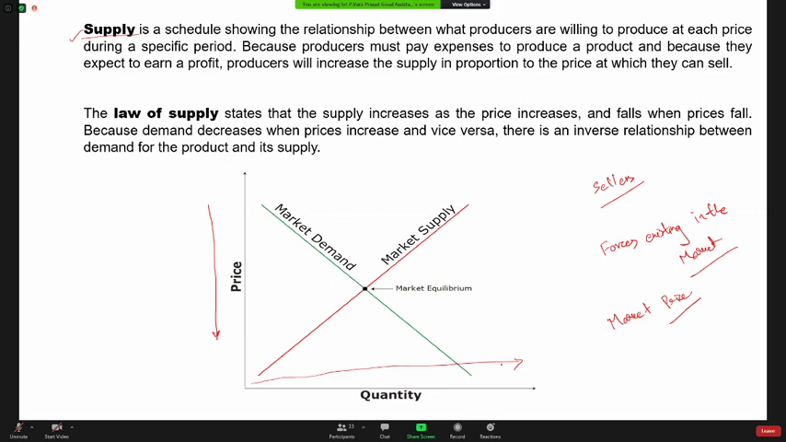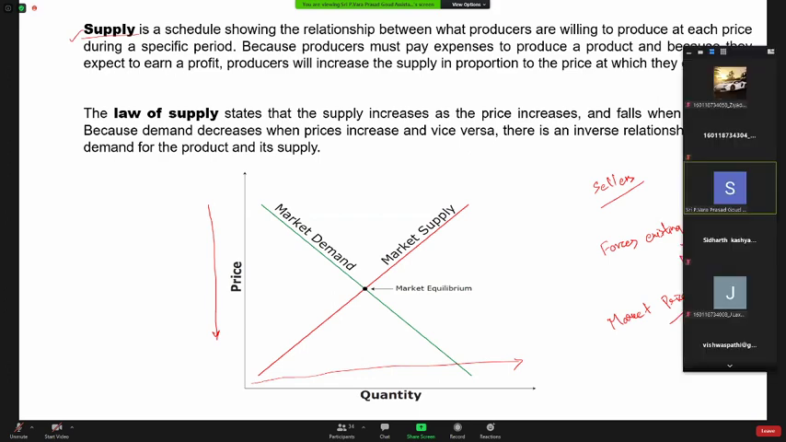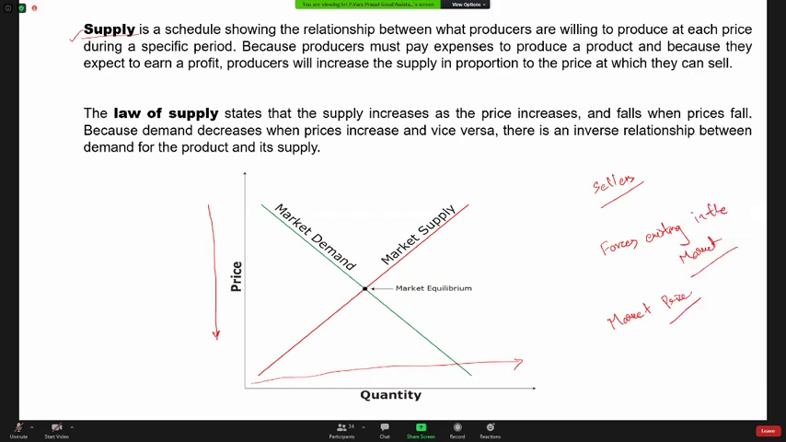But does it mean that the supplier is also willing to sell at whatever price the consumers demand, or whatever price the consumers buy? No. Even the seller has some limitations. He will be willing to sell or supply more and more when the prices are higher. It means the seller will be willing to sell more as the prices increase.